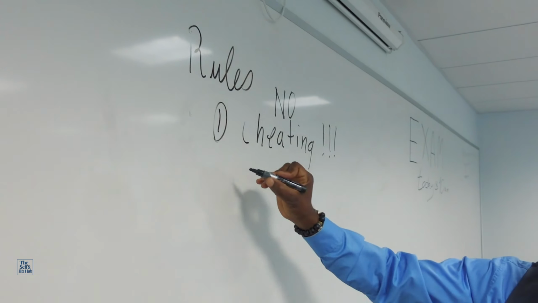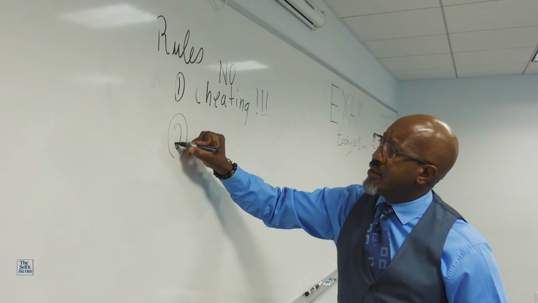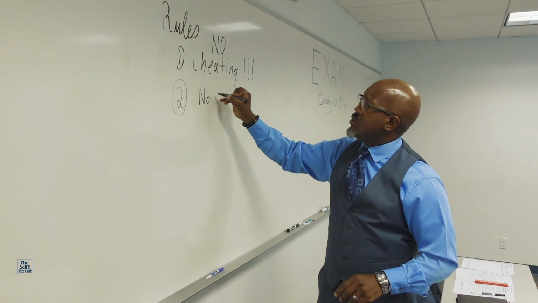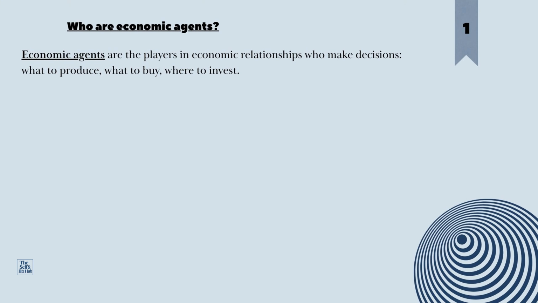Every economy is made up of participants. We call them economic agents. Economic agents are the players in economic relationships who make decisions: what to produce, what to buy, where to invest. So, who exactly are they?